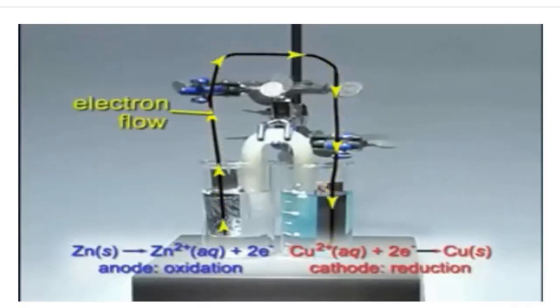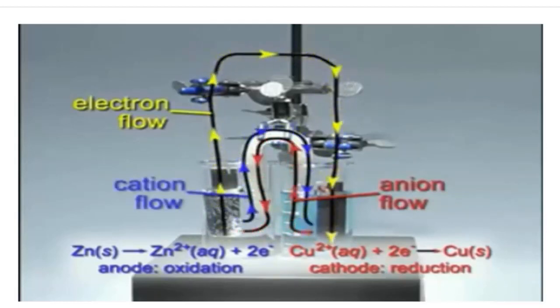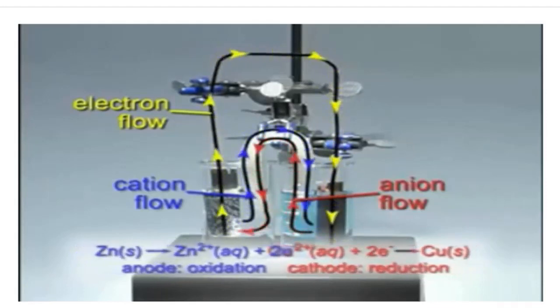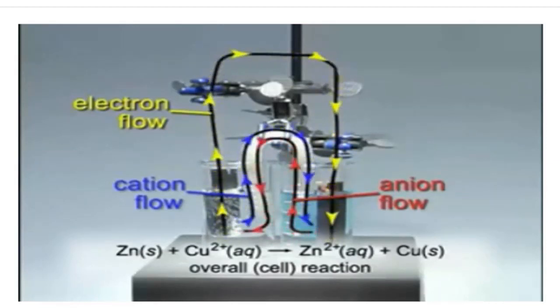Negative charge in the form of electrons flows from the anode through the external circuit to the cathode. As negative charge in the form of anions flows from the cathode compartment through the salt bridge to the anode compartment, positive charge in the form of cations flows in the opposite direction. The oxidation of zinc metal in the anode combines with the reduction of copper-2+ ion in the cathode to give the overall cell reaction. Under standard conditions, this cell generates 1.10 volts of electricity.